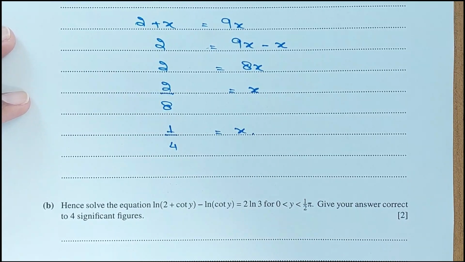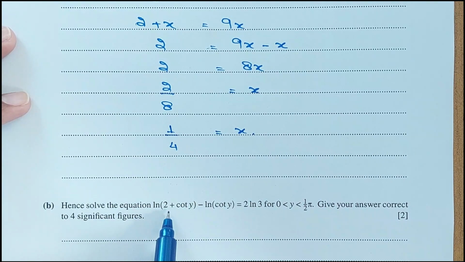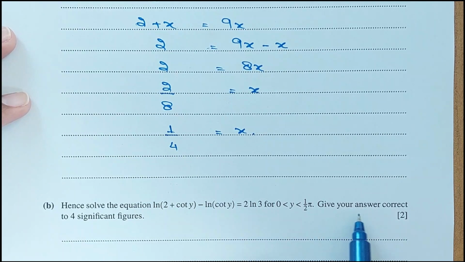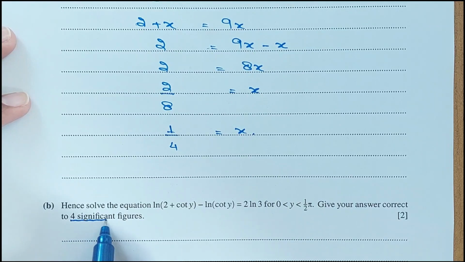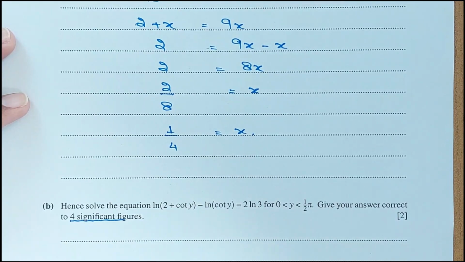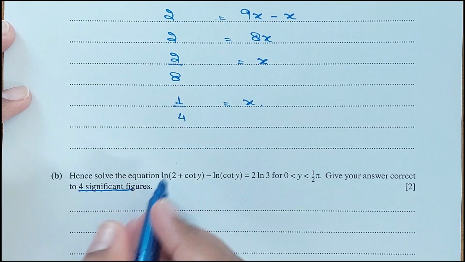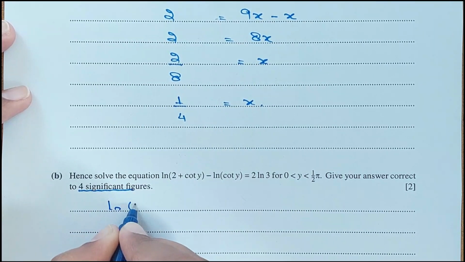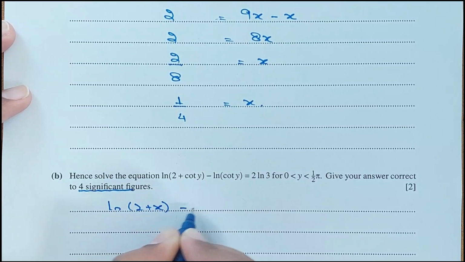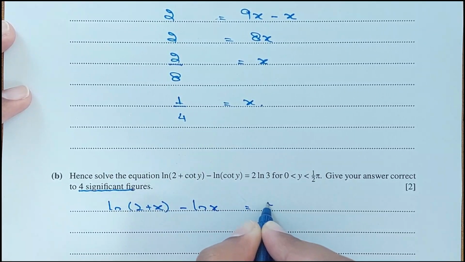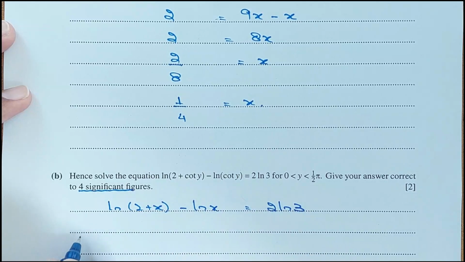Now for part B, hence solve the equation ln(2 + cot y) - ln(cot y) = 2 ln 3 for y between 0 and pi by 2. Give your answer correct to 4 significant figures. If I compare this equation with the one given in part A, which is ln(2 + x) - ln x = 2 ln 3, what we have to do is replace x with cot y.